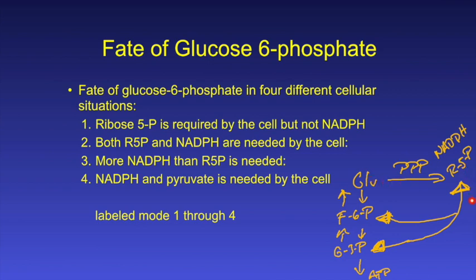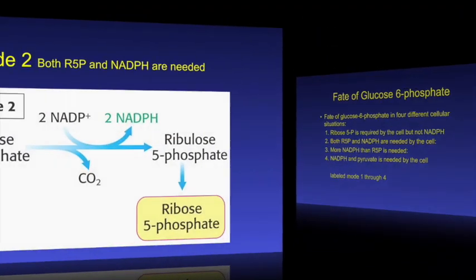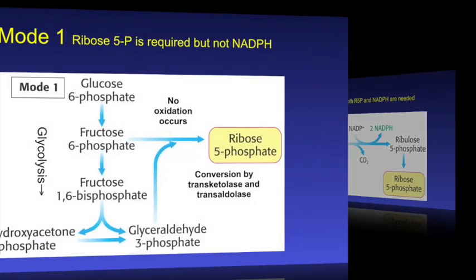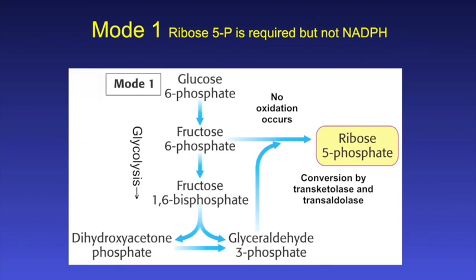And I can do this, run it down, and it will run any of these ways depending upon what the body needs. And so mode 2, which is I need both of them, I just do the reactions I just showed you. And I get lots of ribose, I get lots of NADPH. If I just need a lot of ribose but no NADPH, I use glycolysis and the transketolase transaldolase reactions, and I make ribose.